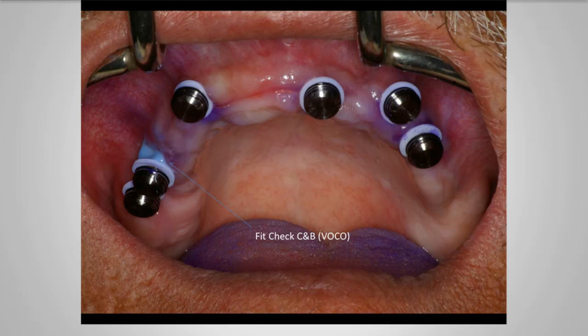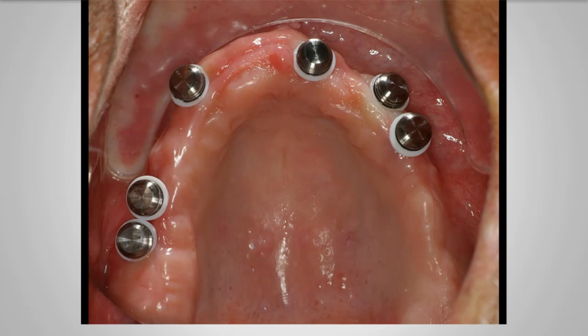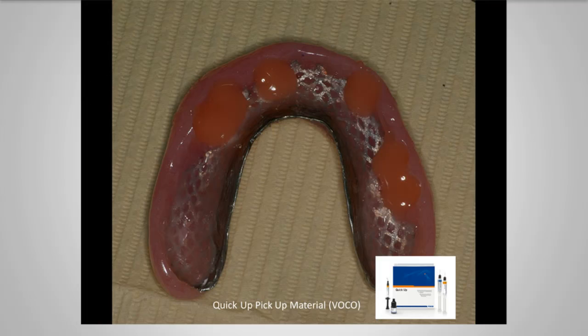The last thing we want to happen is for hard pickup material to lock onto this implant or in this area. So to prevent this, we utilize the Fit Check Crown and Bridge from Voco. We syringe this in any undercuts, cure it with a light, and this material is like a rubbery or silicone type material. So it will come out with the reline without causing any lock-on of the denture.